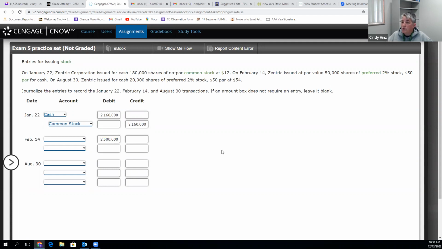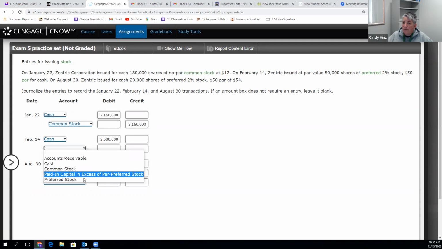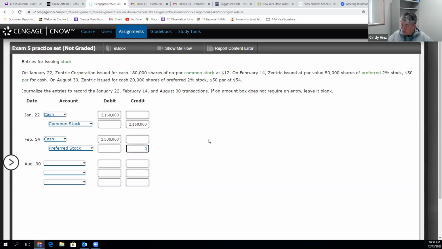Those were issued for cash, so we're going to increase our cash. And since they were issued at par, that full amount is going to go into the preferred stock account. Oops, got an extra zero on there. And so if they were issued for more than par, again, just like the common stock, we'll see this in the next line. If they're issued for more than par, anything above that par value is going to go into the additional paid-in capital account.